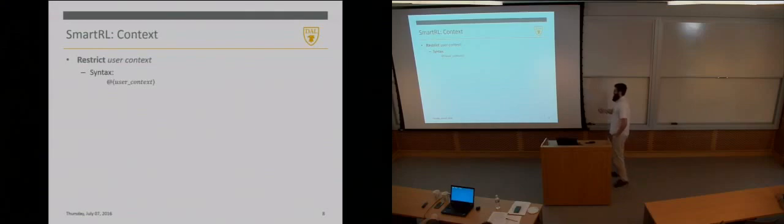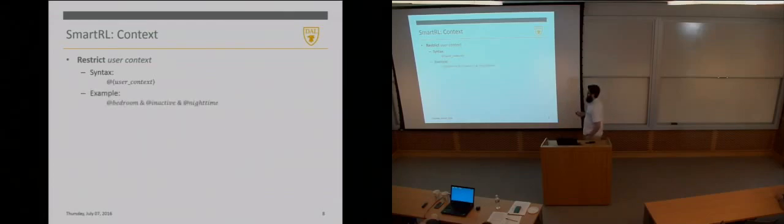So as I indicated before, in these smart environments, rules will often invoke services depending on the user's current context. This is something we found when trying to write down these rules. So this, for instance, at bedroom would indicate the user's currently in a bedroom. And inactive would say the user's currently inactive. At nighttime says the time the user is in is currently nighttime.